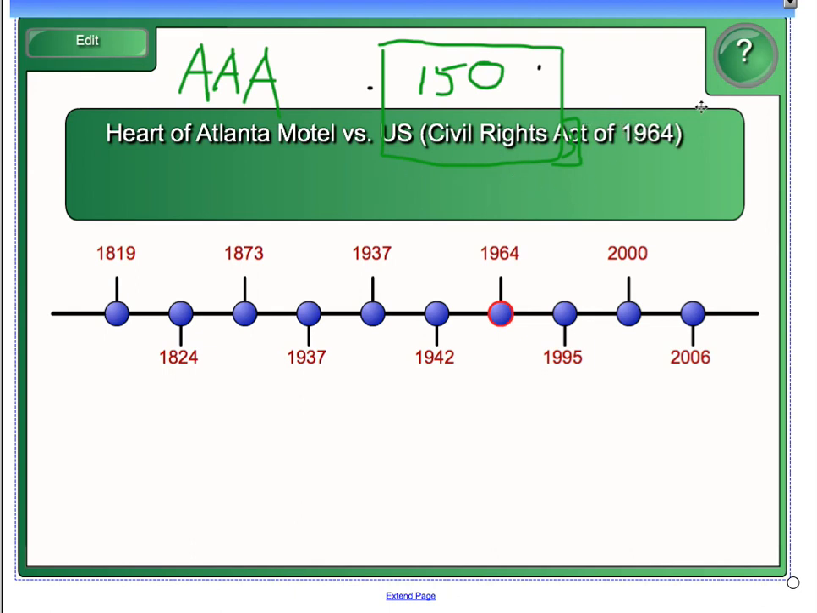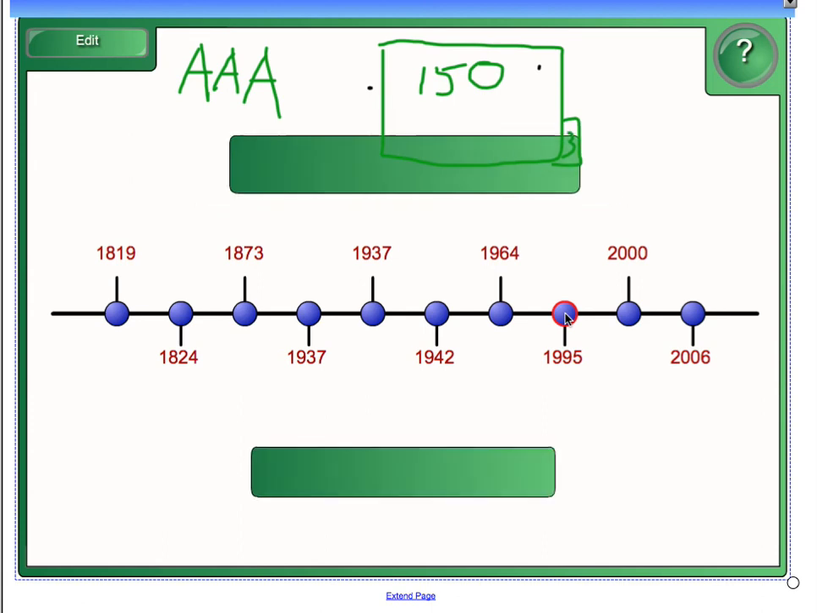So the Commerce Clause expanded civil rights. That was how Congress was able to pass this law and get around the courts and things like that. So the Commerce Clause has been used to expand civil rights.